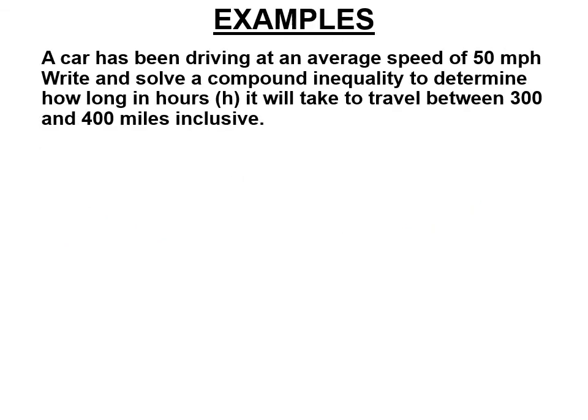A car has been driving at an average speed of 50 miles per hour, so there's our rate. Write and solve a compound inequality to determine how long in hours it will take to travel between 300 and 400 miles inclusive. Okay, so let's see. We want to go between 300 and 400 miles. Inclusive is this or equal to, including 300 and 400, right? And 50 is our coefficient of h. That's what we're saying. How long will it take?